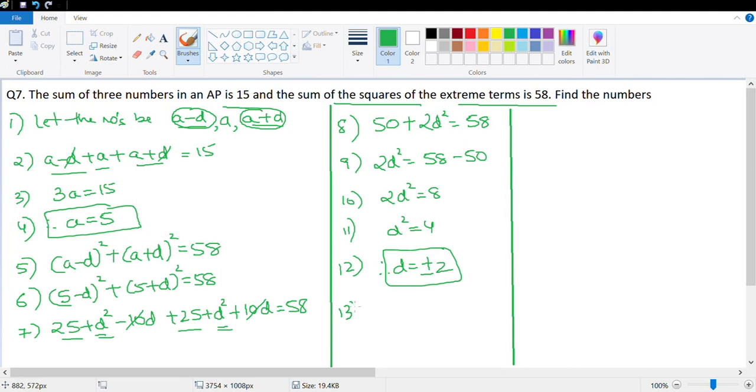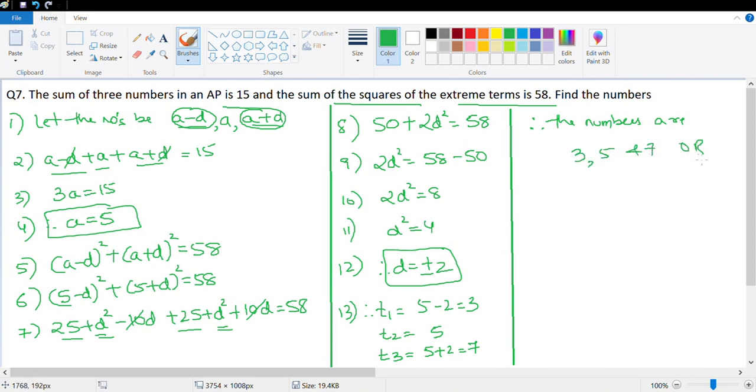Okay, so therefore term 1 is A minus D, in case D is plus 2. So that would be 5 minus 2, 3. Term 2 would be A, which is 5, and term 3 is 5 plus 2, which is 7. So the numbers are 3, 5, 7 or 7, 5, 3. Therefore, the numbers are 3, 5, and 7. Or you can also write them as 7, 5, or 3.